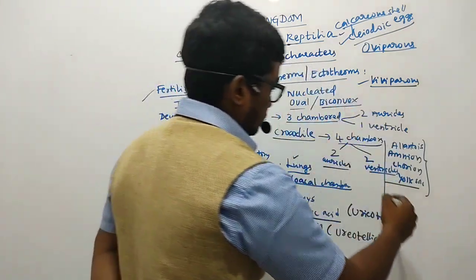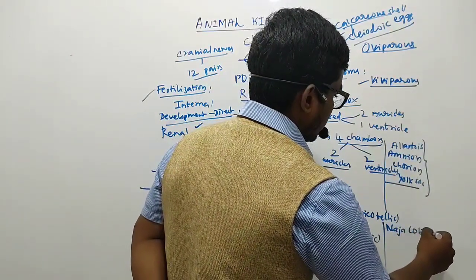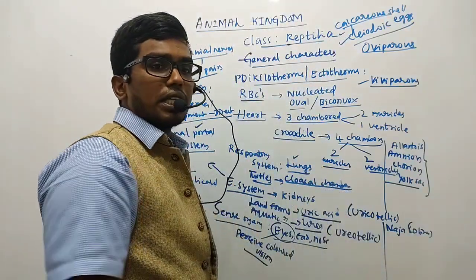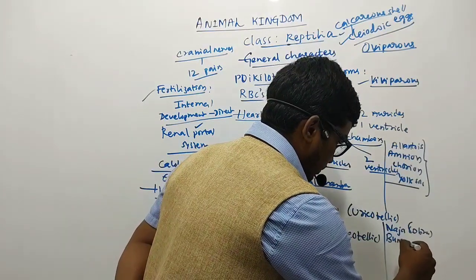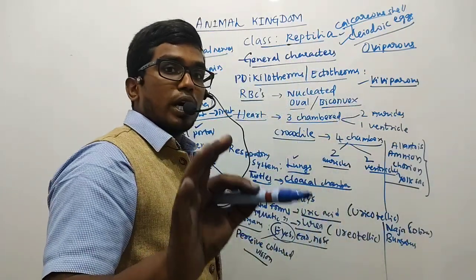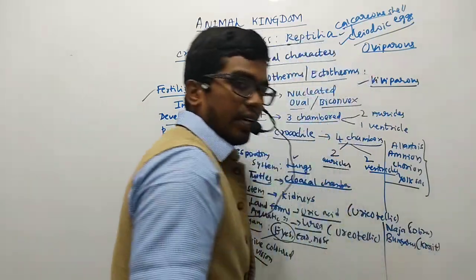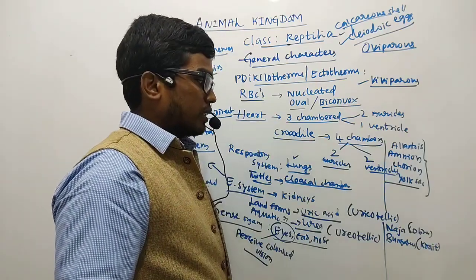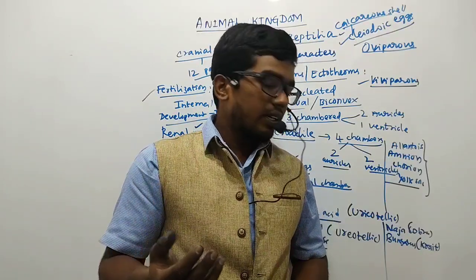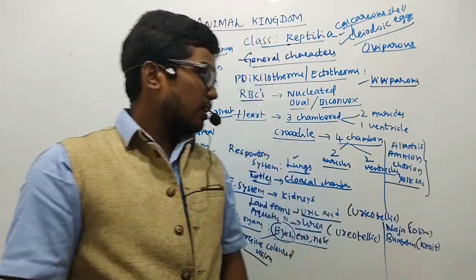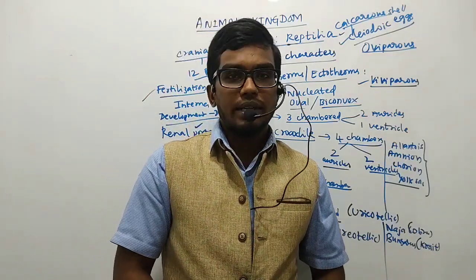I shall write here. Naja means that it is a cobra. Bungarus we have. Bungarus means krait. It's a reptile. Alright, dear students, to go with that we have vipers, we have chameleons, tortoise, then we have Draco or the flying lizard. All these are a few examples which you can consider for the class reptiles.